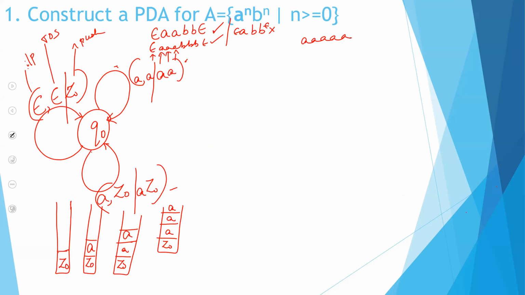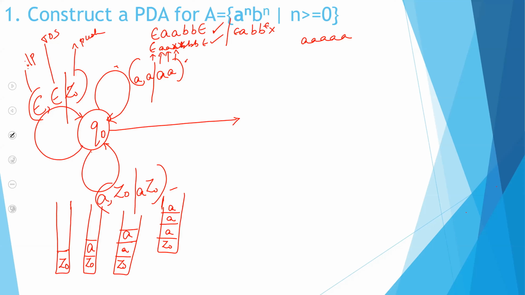Now, I am encountering a B. The moment I encounter a B, look into your stack. What should happen? The moment you encounter a B, you should be taking away a matching A from your stack. You should be popping out a matching A from your stack.